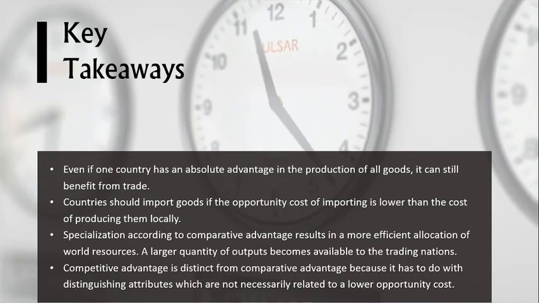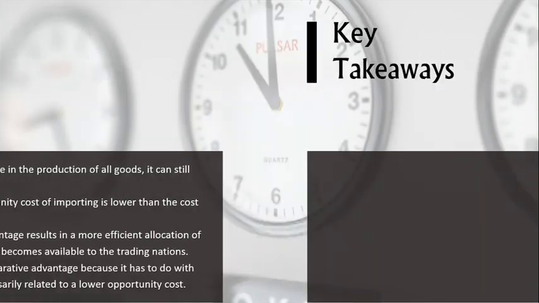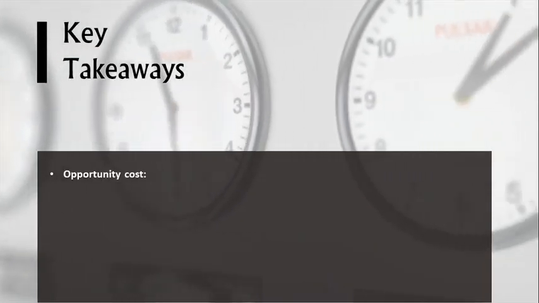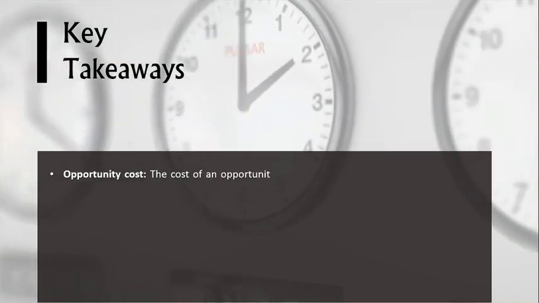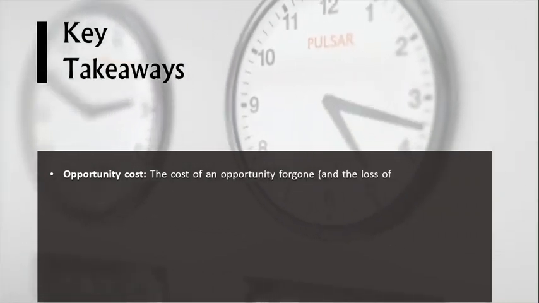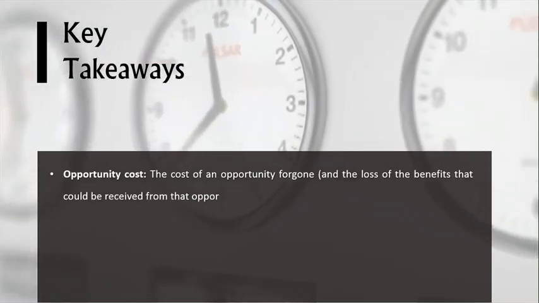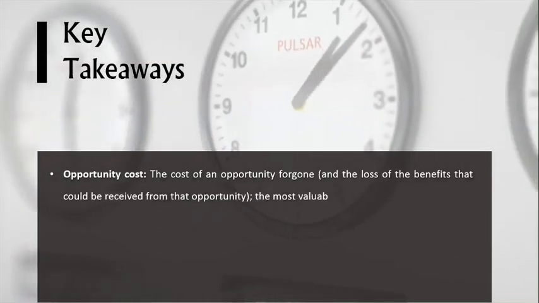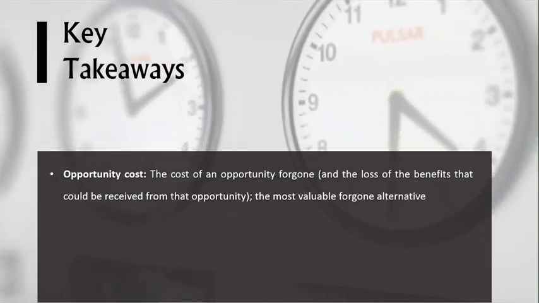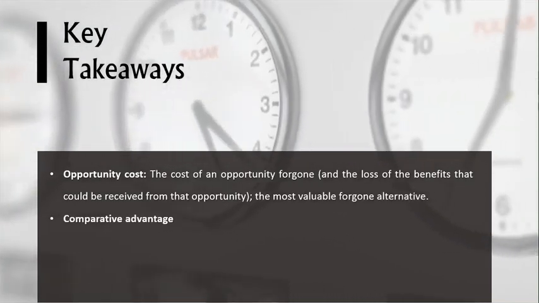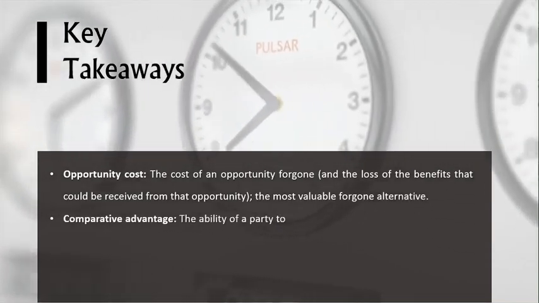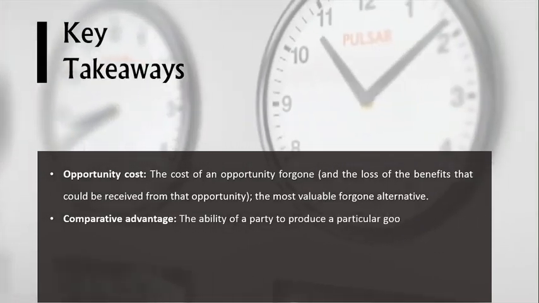Opportunity cost: the cost of an opportunity foregone and the loss of the benefits that could be received from that opportunity, the most valuable foregone alternative. Comparative advantage: the ability of a party to produce a particular good or service at a lower marginal and opportunity cost over another. Competitive advantage: something that places a company or a person above the competition.